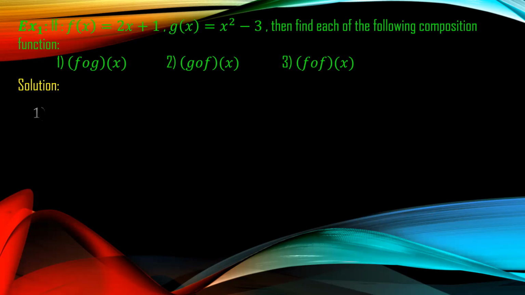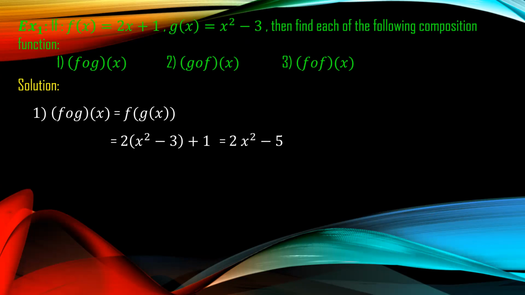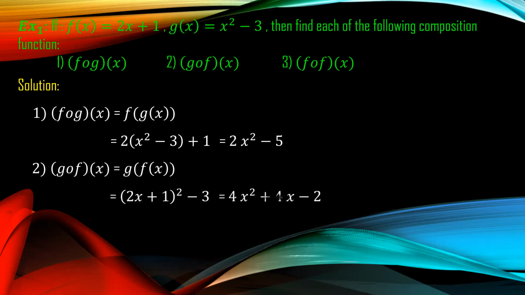To find f after g of x, it means we write the rule of the function f 2 times and substitute x by the value of the function g of x: 2 times x power 2 minus 3 plus 1. In the simplest form, it equals 2x power 2 minus 5. g after f of x equals 2x plus 1 all power 2 minus 3, and in the simplest form, it is equal to 4x power 2 plus 4x minus 2.